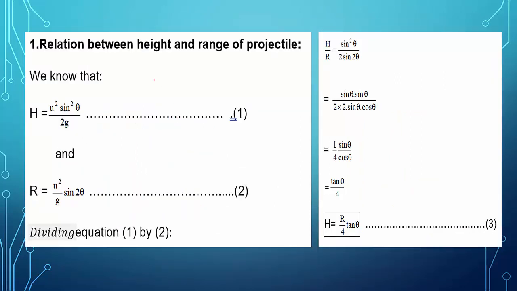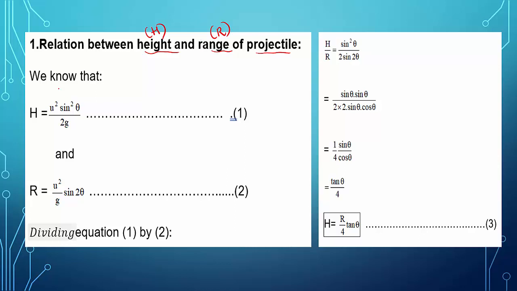Then next one, relation between height and range of the projectile. Now we can find a relation between height and the range. Maximum height and horizontal range. Maximum height is denoted by h. Maximum horizontal range is denoted by R. Maximum height is h. Horizontal range is R. These are the parameters of projectile motion. Now let us find relation between range and the height. We already know the equation for maximum height as well as horizontal range. Using these two equations, we can find a relation between them.